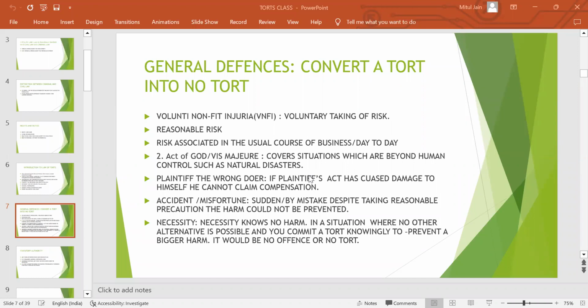Yes, class. Right. So you cannot claim compensation because you did whatever you could have done in order to prevent the harm. So you cannot claim any compensation.